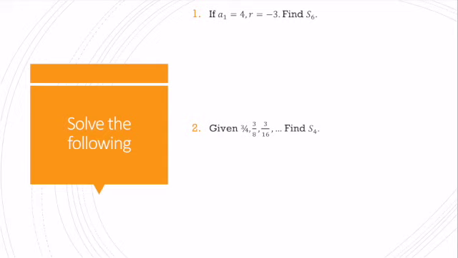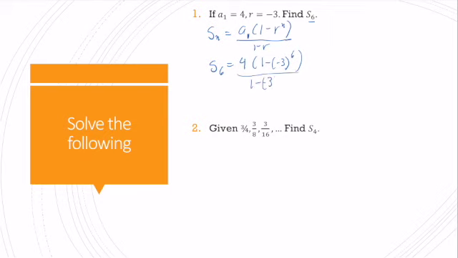So if a sub 1 equals 4 and r equals negative 3, I want to find s sub 6. So let's remind ourselves that s sub n equals a sub 1 times 1 minus r to the n over 1 minus r. So I have s sub 6, the sum of the first 6 terms, equals 4 times 1 minus r, which is negative 3, to the 6th over 1 minus negative 3.